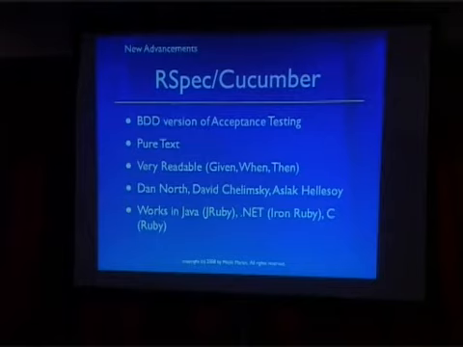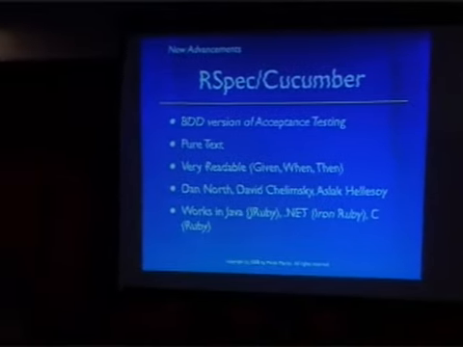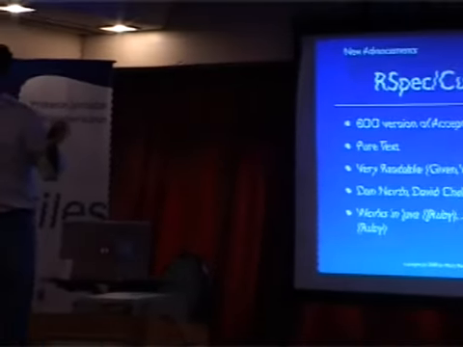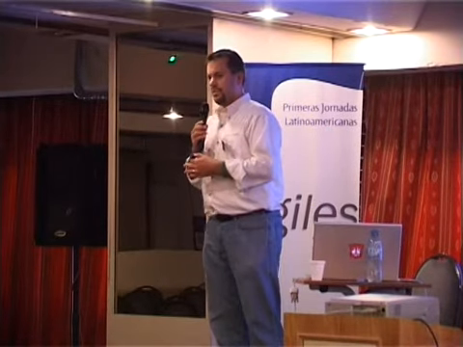It was written by Dan North, David Chelimsky had a lot to do with it, and Aslak Hellesøy. I think I spelled his name wrong, but Aslak Hellesøy is his name. Now you might be thinking, well, this is Ruby, and we're not programming in Ruby, so we can't use that. However, something interesting is happening in the Ruby community.